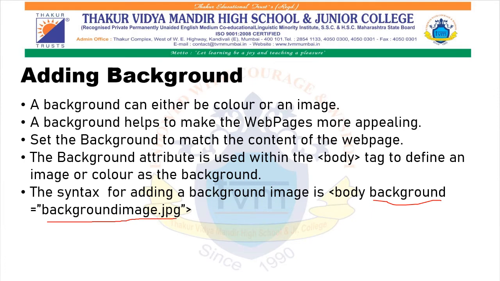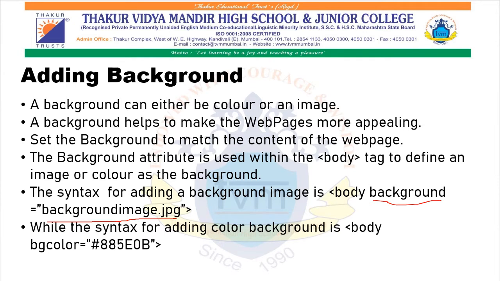is: open body tag, bgcolor is an attribute with the value #885e0b. Now 885e0b is nothing but the combination of red, green and blue, and the format comes as RRGGBB.